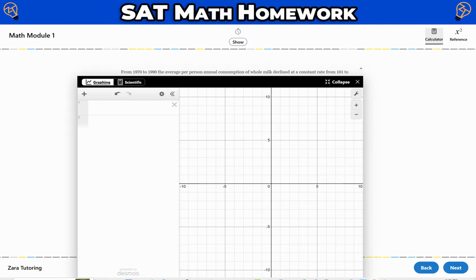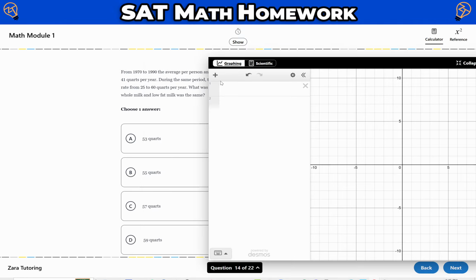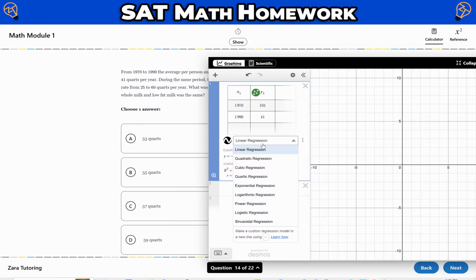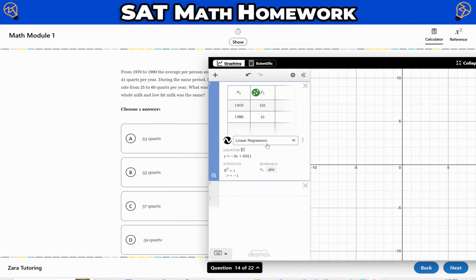So let's go in here, and we're going to create a table. And you always want to do that when you're trying to find either the slope or the equation of a line. So let's put 1970 and 101, and then 1990 and 41. We click on this add regression. By default, it does linear, but if it were something else, or if you're trying to get some other kind of regression, you do the drop down. So here's the equation, and I'm going to export it right here.